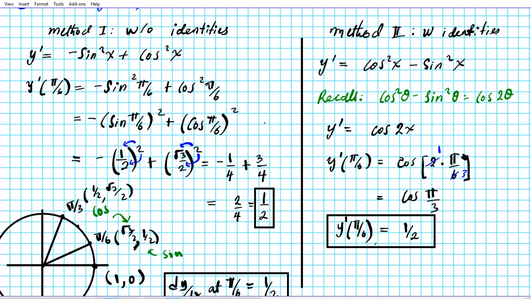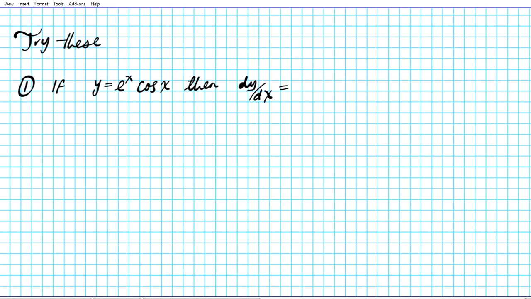Okay? So this is an example of how to use the product rule when you're evaluating the derivative at a point. Okay, so how well did you master the contents of this presentation? Well, to test yourself out, we'd like you to try the following problems. So try these 3 questions. The first one, if y is equal to e to the x cosine x, then dy/dx is what?